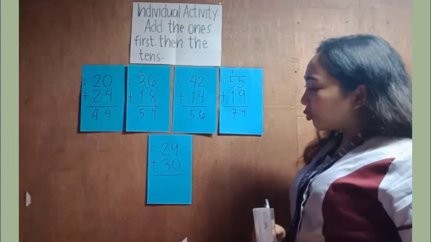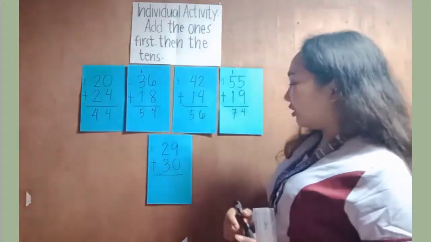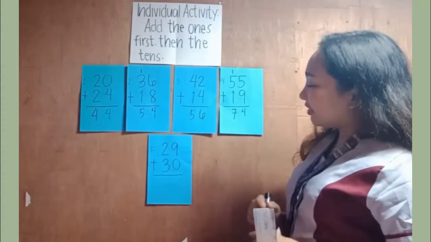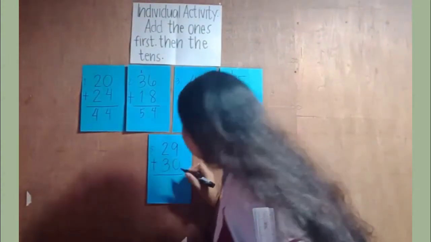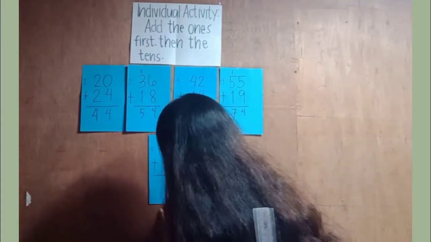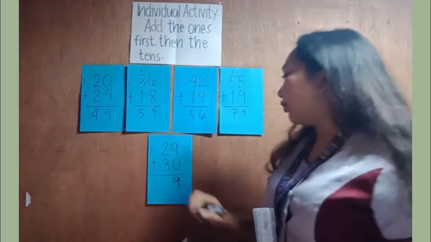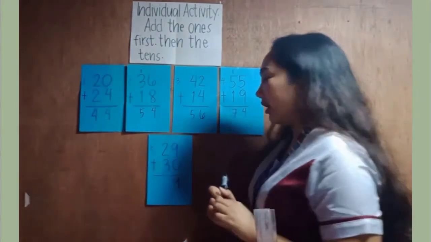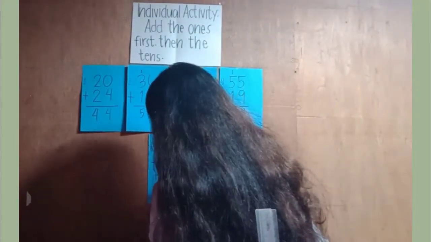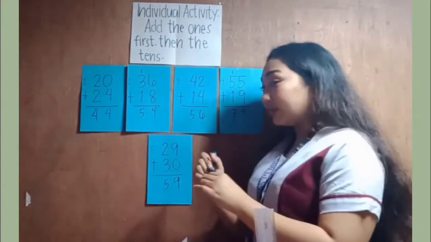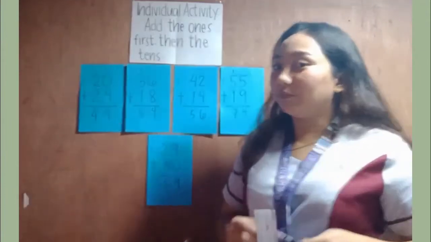Number 5, 29 plus 30 is equals to 9 plus 0. Very good. This is 9. So, 2 plus 3, 5. So, 29 plus 30 is equals to 59.